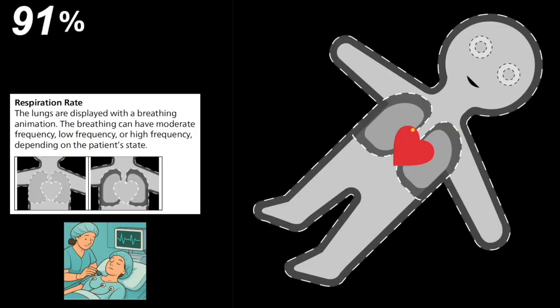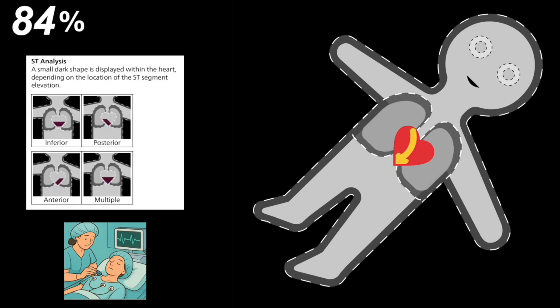If we also measure a respiratory rate, for example through thoracic impedance, the lungs start to breathe, either at a normal rate, a high rate, or at a low rate. So this is what the avatar looks like when only the ECG is connected.